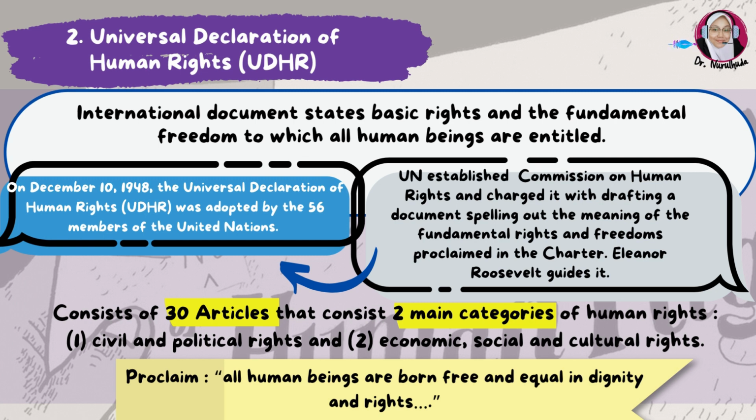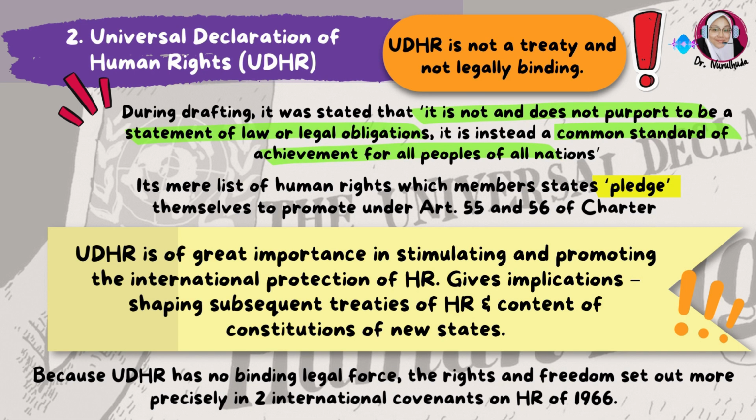It consists of 30 articles that consist of two main categories of human rights: first, civil and political rights, and secondly, economic, social, and cultural rights. Generally, the UDHR proclaims that all human beings are born free and equal in dignity and rights.